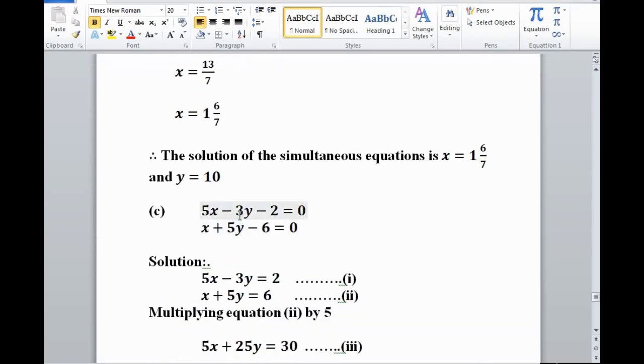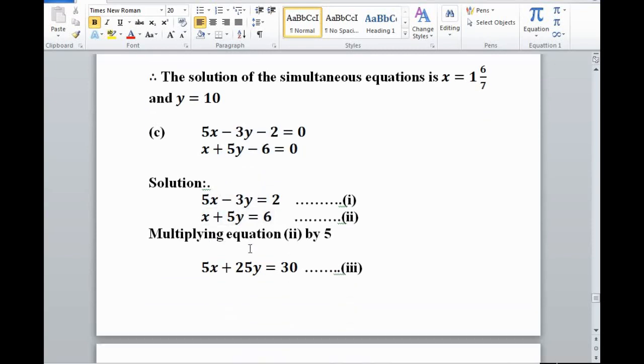Third part from this question is 5x minus 3y minus 2 equals 0 and x plus 5y minus 6 equals 0. First, I'm going to name these two equations as equation 1 and equation 2, and I will also take this negative 2 from left to the right side and negative 6 from left to the right side. So these two equations are equation 1 and equation 2.